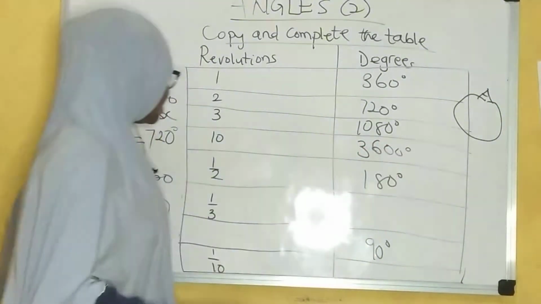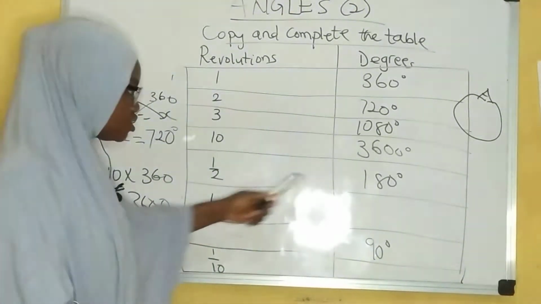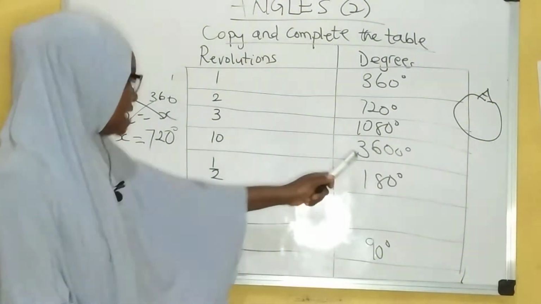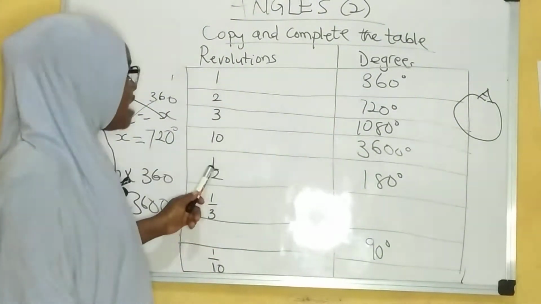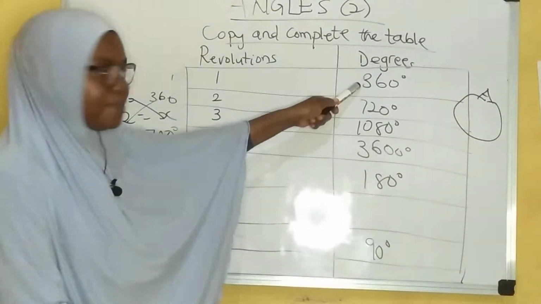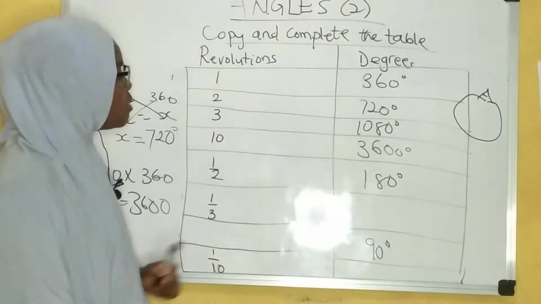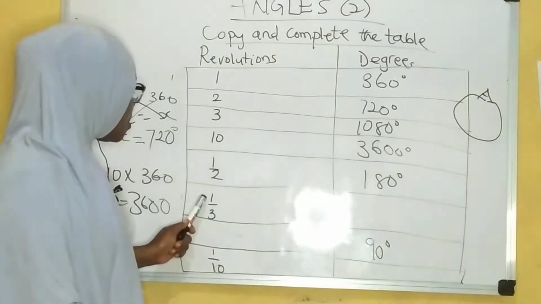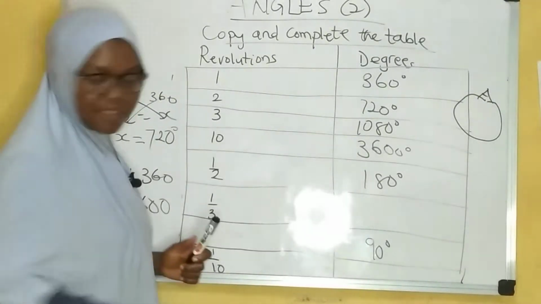The next thing I want to look at is that half of a revolution is known to be 180, because a full revolution is 360, meaning that the half will be 360 divided by 2, and that will give me 180. The same way, I want to see what 1/3 of a revolution will be equivalent to. Now let's do that together.